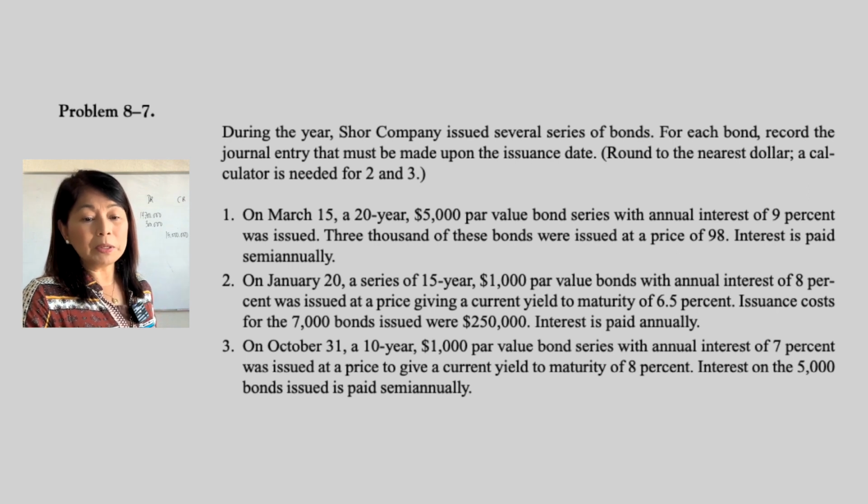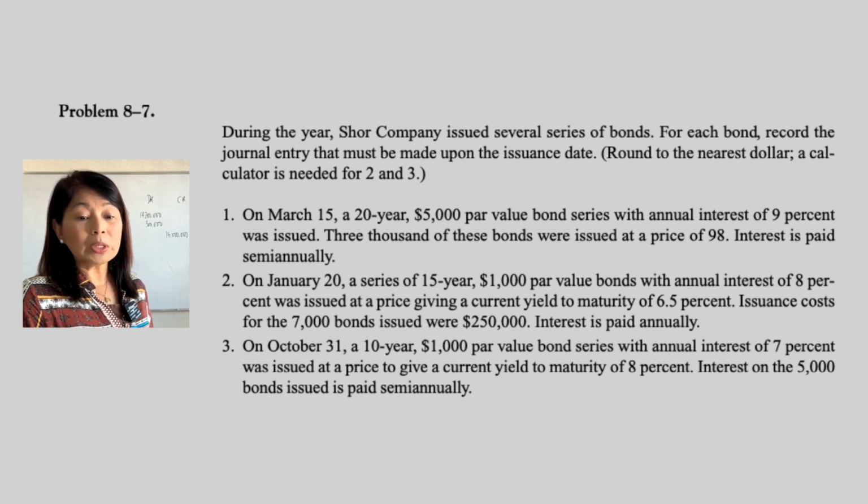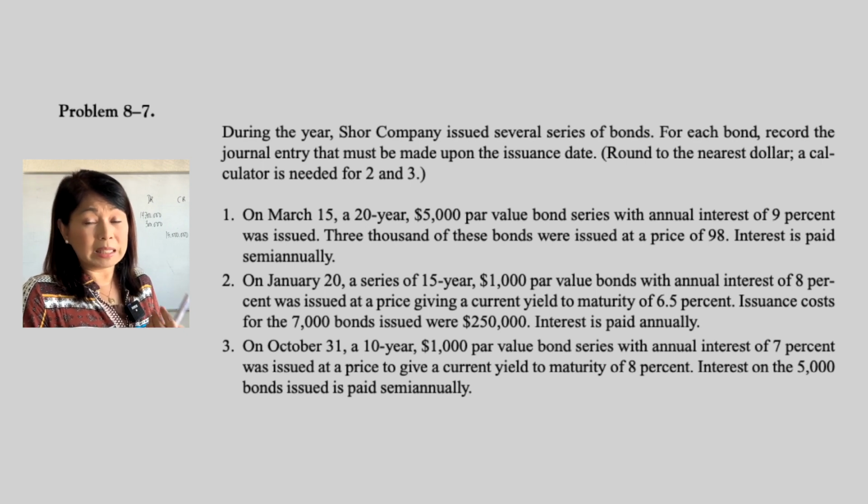And then here, number 3, on October 3, a 10-year 1,000 par value bond series with an annual interest of 7% was issued at a price to give a current yield to maturity of 8%. I'm willing to give 7%, the market is at 8%, so I could only sell the bonds at a discount. To really get the creditors to invest in me, I have to offer my bonds at a lower price. Okay?